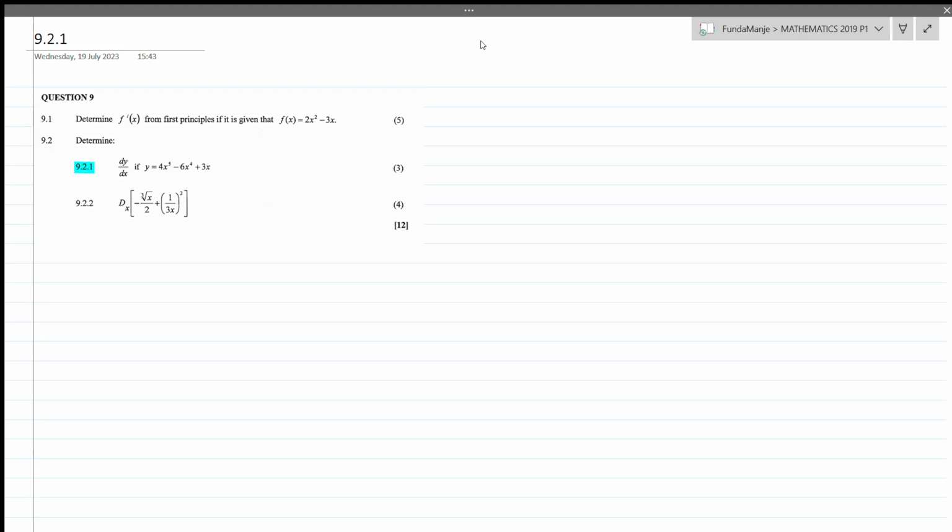9.2.1 wants us to find the derivative of y with respect to x of this equation. So we have the equation y equals 4x to the power of 5 minus 6x to the power of 4 plus 3x, and we need to find dy/dx. Differentiate y with respect to x.